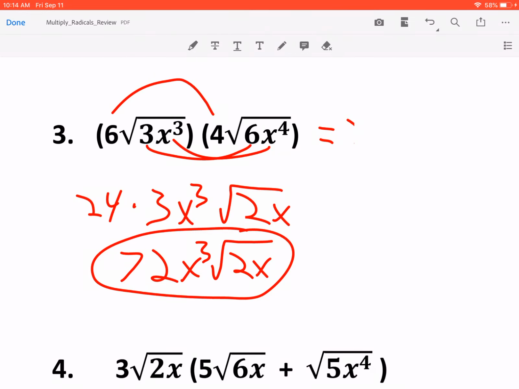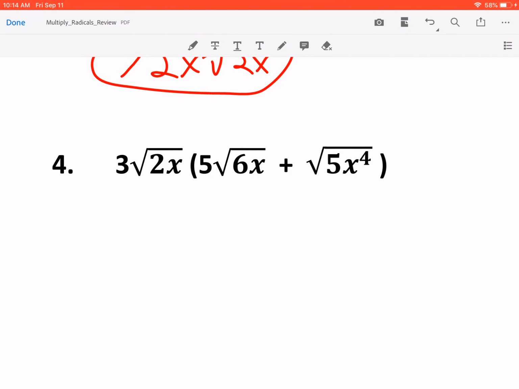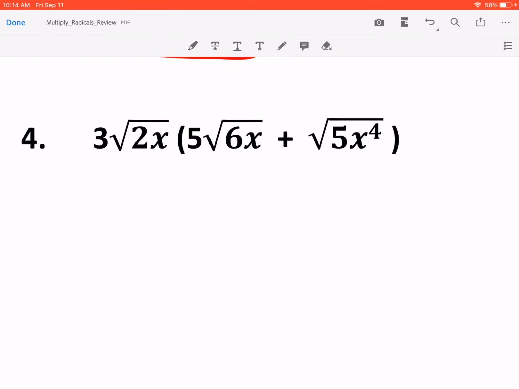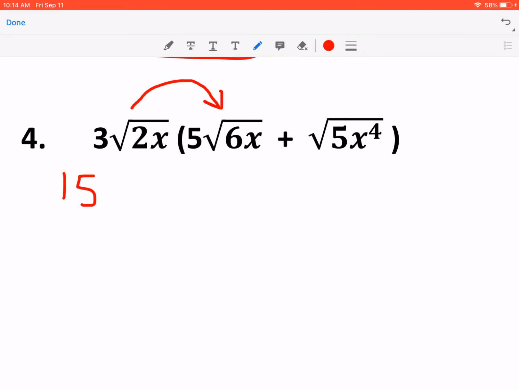Alright? Now, what if we have 3 radical 2x on the outside, but then we have a binomial? Radical 5 radical 6x plus radical 5x to the fourth. Now we have to use the distributive property. So again, we're going to multiply this by the first thing. But outside numbers get multiplied by outside numbers. So the 3 and the 5 get multiplied together, so that's 15. Now we do what's inside the radical times what's inside the radical. So radical 2x and a radical 6x should be radical 12x squared. We'll come back and simplify that in a minute.